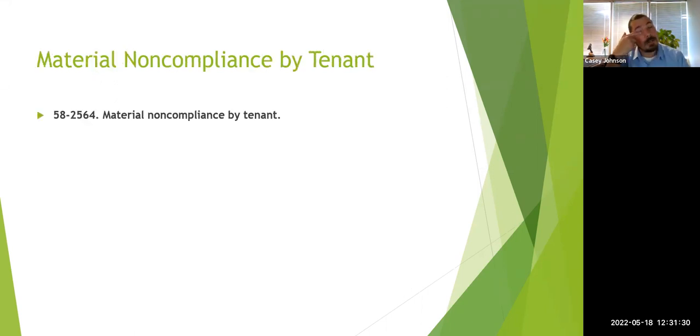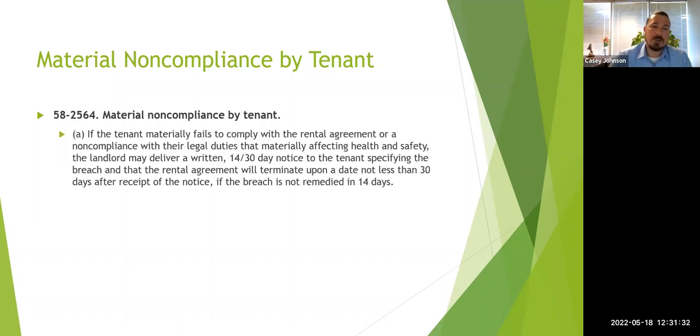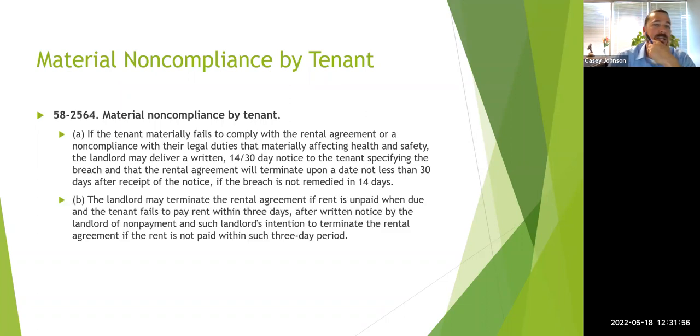If the tenant fails to comply with the lease materially, the landlord can give them a 1430. The big difference is the landlord's 1430 does not have to be tied to a rental period. So if they give you a notice today, you have 14 days from today to fix the issue. If you don't, then in 30 days from today, not July 1st like a tenant has to do, 30 days from today, the rental agreement terminates. It's a little nonsense that the landlord doesn't have to be tied to a rental period, but that's the current state of Kansas law.